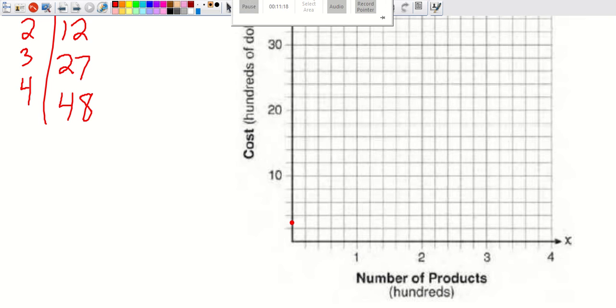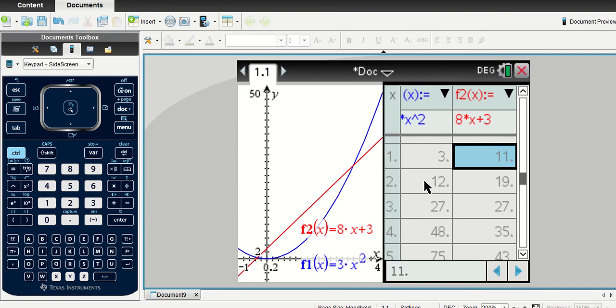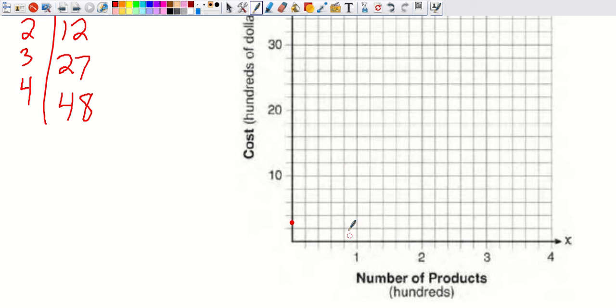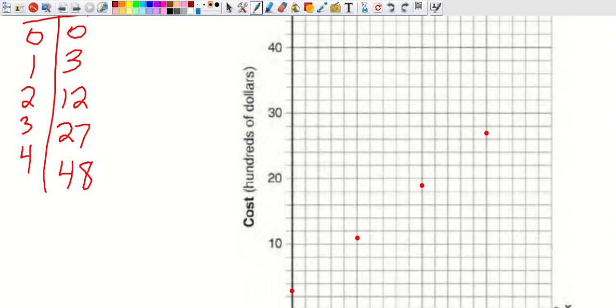Okay, so I go up 8, over 1, right? This is over 1. So what I might recommend is on your calculator that you just graph these points: 1, 11, 2, 19, 3, 27. So 1 is at 11, 2 is at 19, 3 is at 27. And if we add 8 to 27, we should be at 35.